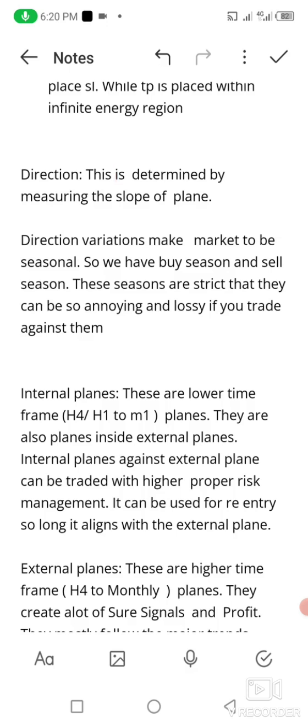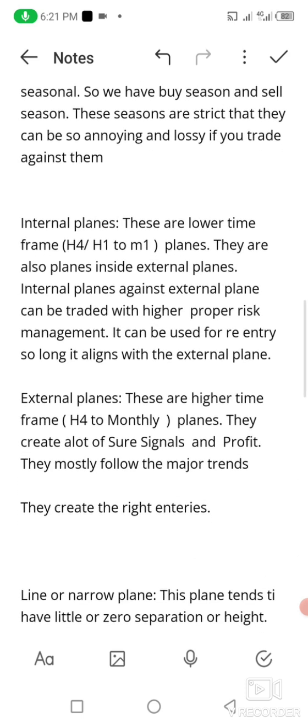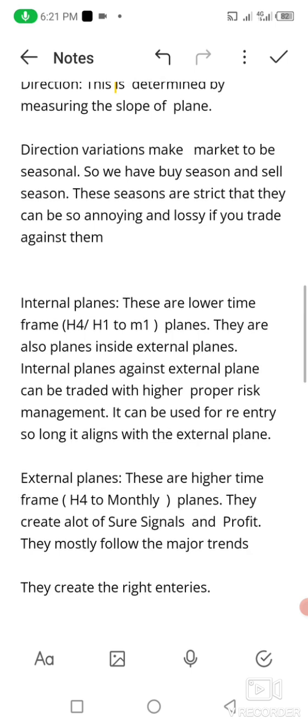So most times the market will be buying, but you want to sell, and then the market is going to go straight and buy against you. And most times the market will be selling and you want to buy. The market will buy in a way that will annoy you and you lose more money. Because you are trading against the season, you have to understand this. Either you follow the season or you wait for a new season to be created. Simple.